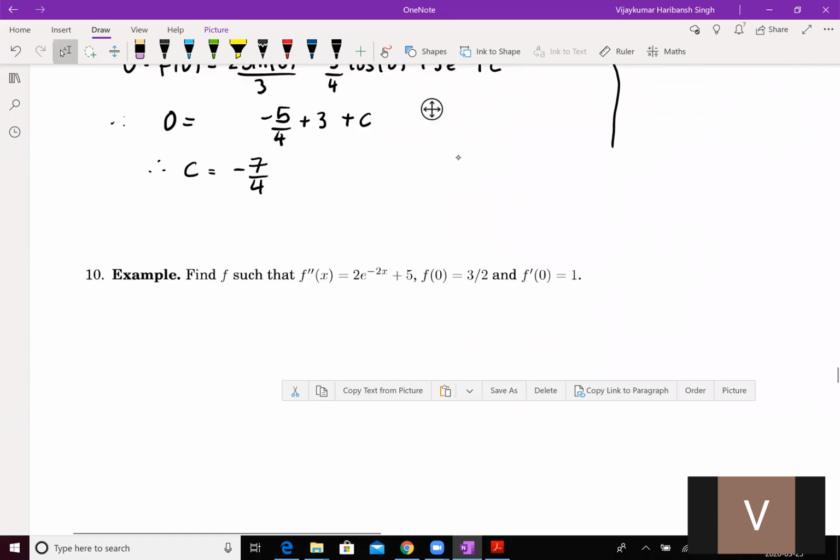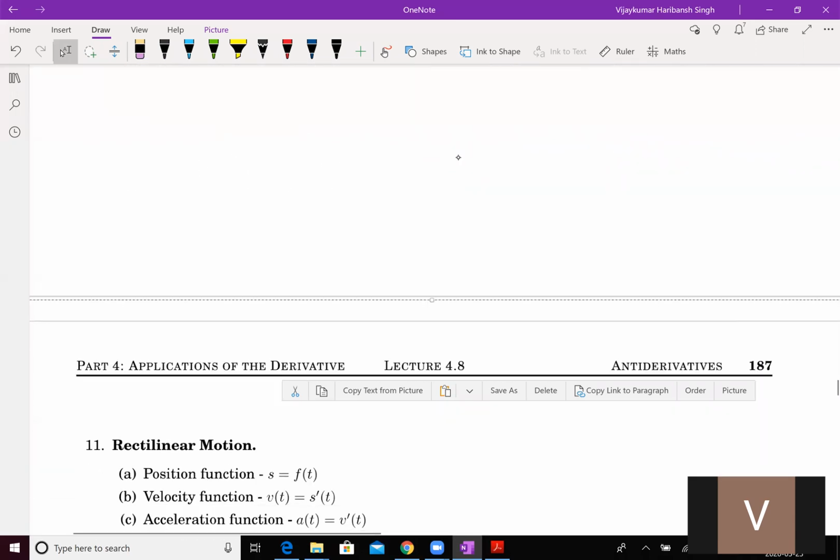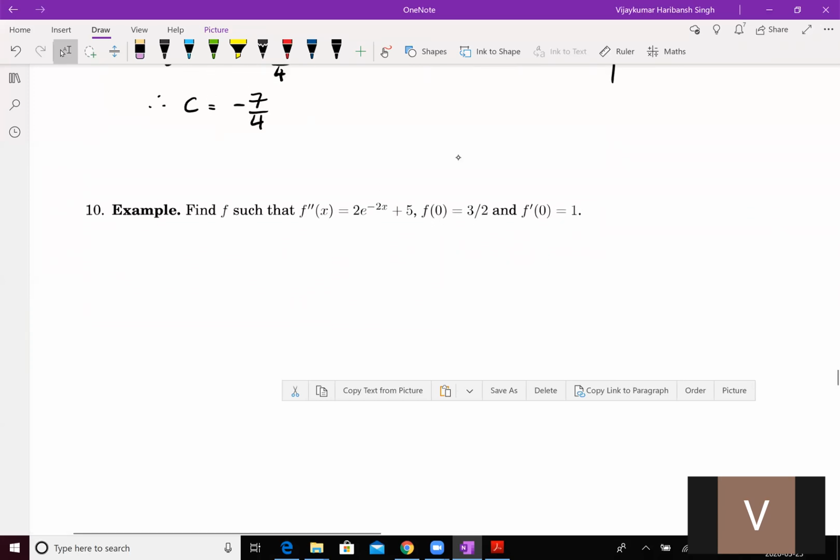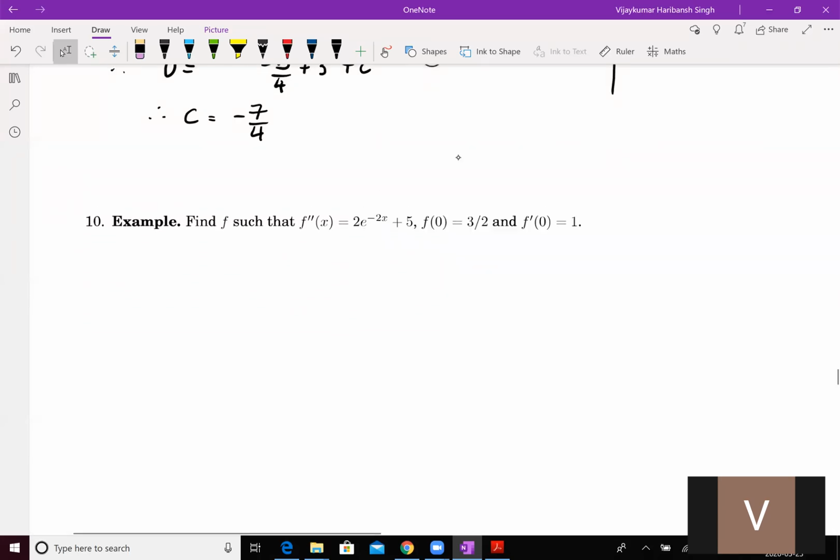All right. So let's look at the following problem. f double prime is equal to this guy. f of 0 is 3 by 2. f prime of 0 is 1. Find such an f.